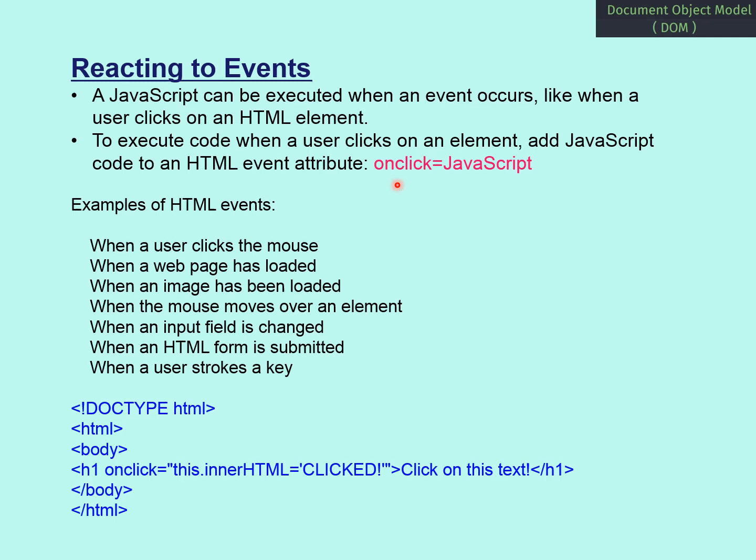So the corresponding JavaScript will be automatically executed. Now we can see what the HTML events related to onClick and some other events are. When a user clicks the mouse, that can be defined using the onClick function. When a web page has loaded, that can be defined using the onLoad event handler. When an image has been loaded, here also we can specify the onLoad function.